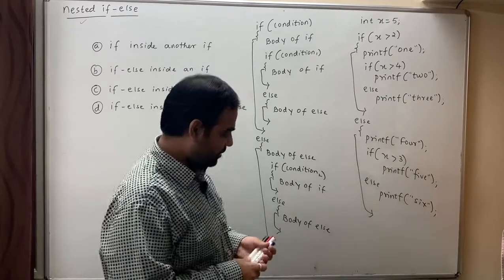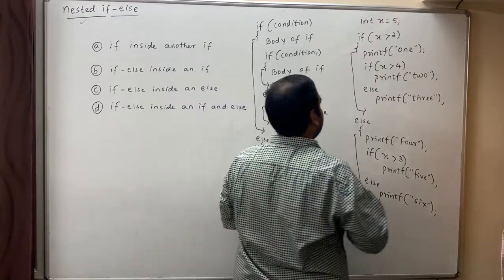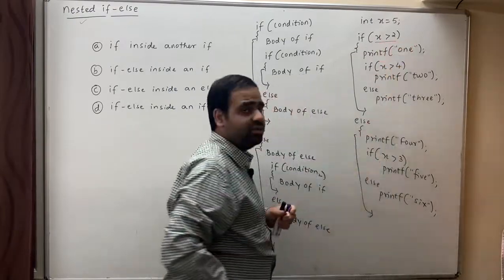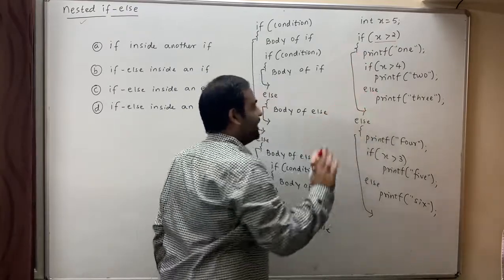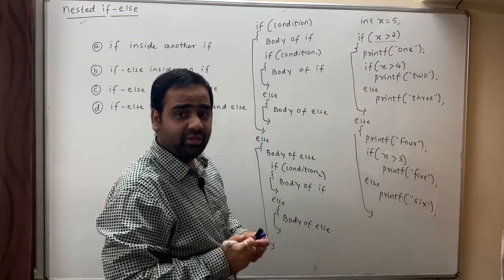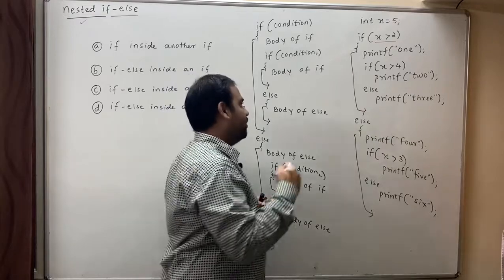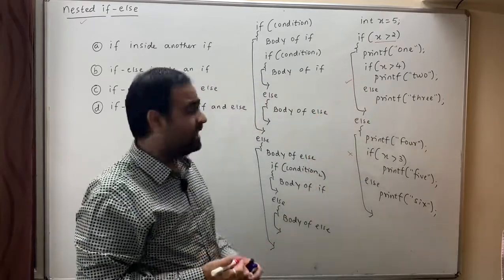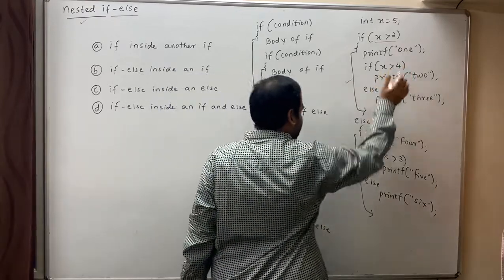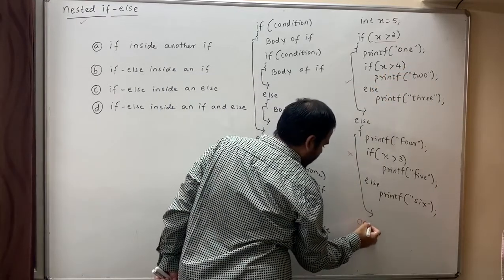Okay, let's see what is the answer for this. x greater than 2. Yes, x is greater than 2. It is true. Since it is true, the body of if should be executed. Now when we execute the body of if, we should not execute the body of else. Let's see what is the output of this, and it will say 1 on the output screen.